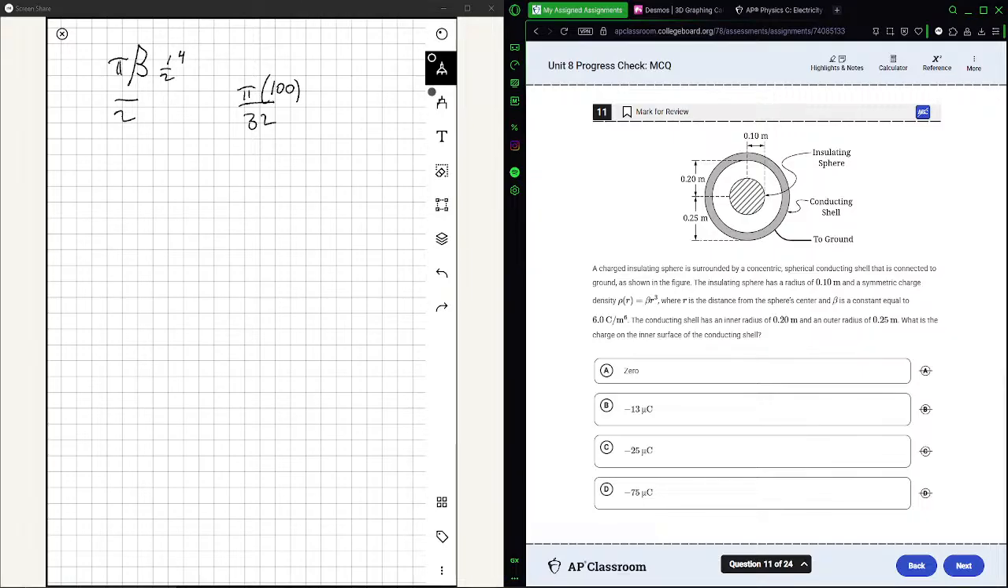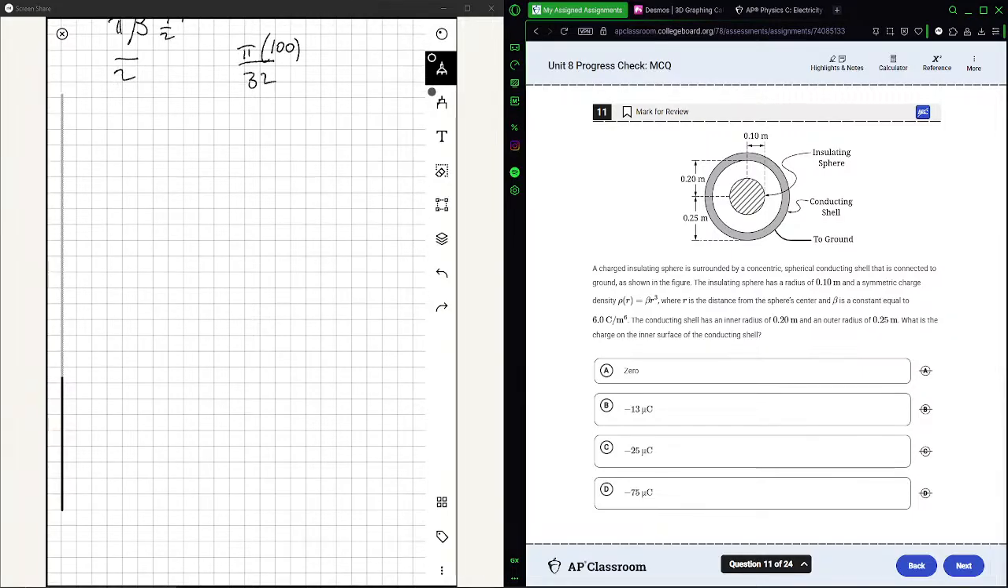What is connecting to the ground? Does that have anything to do with anything, bro? That means excess electrons are gonna flow into ground. That's so complicated, bro. Oh, God. Okay, the insulating sphere has a radius of 0.1 and symmetric charge density. Okay, wait, this is so easy, no? I don't know what it's asking. The conducting shell has an inner radius of 0.2 meters and an outer radius. What is the charge on the inner surface of the conducting shell?